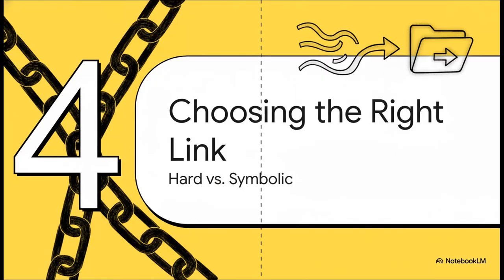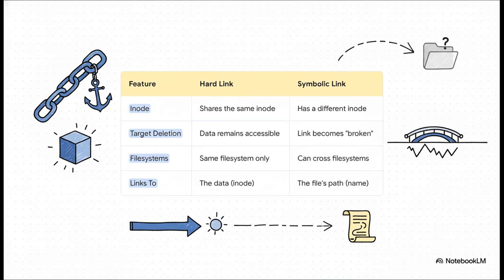Okay, so we've got two powerful tools in our toolkit. But how do you actually decide which one to use and when? Let's put them side by side. This table really makes it clear, doesn't it? If you need a resilient link where the data sticks around even if one name gets deleted, you want a hard link. But if you need a flexible shortcut that can point across different drives or to a directory, then a symbolic link is your go-to. It really just boils down to whether you need to link to the data itself or just to its location.